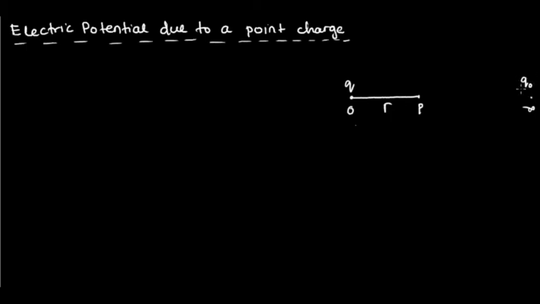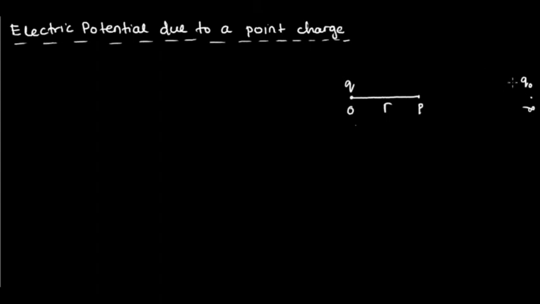So when the test charge Q naught was at infinity, there was no electrostatic force acting on it due to the charge Q, because at infinity the electric field is 0, so there will be no electric force. Is that clear? So when the charge Q naught is gradually approaching the point P, at a certain time it will enter inside the electric field of the charge Q, and we have taken that this charge Q is positive and the test charge is also positive.